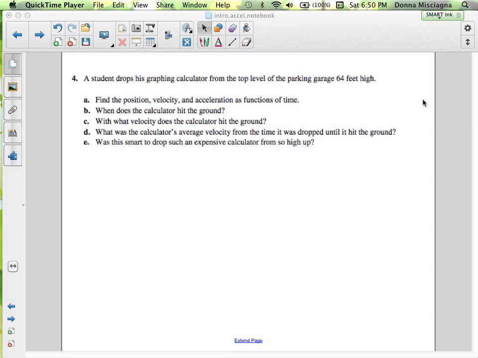Welcome back. One more problem. A student drops his graphing calculator from the top level of the parking garage, 64 feet high.